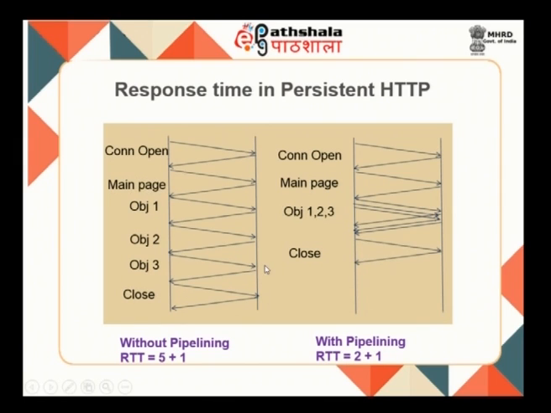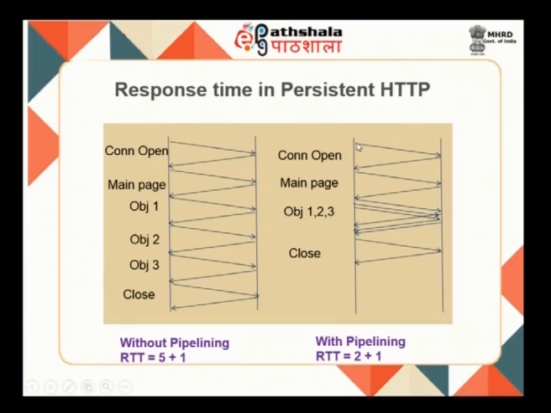If you look at the response time, let us say in this example there are 3 objects in a main page. With persistent HTTP without pipelining, we first open the connection, which takes 1 RTT, then request the main page, which takes another RTT. Then we send the request for the first object, get the object, then the second, then the third. Once all these have been obtained, you can close the connection. So, it takes 1 for connection open, 1 for main page, 3 for the 3 objects. So, 5 RTTs plus 1 to close the connection.